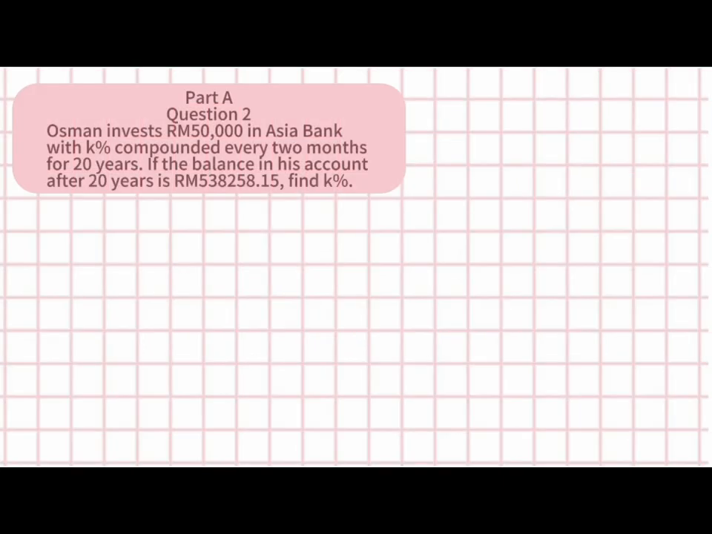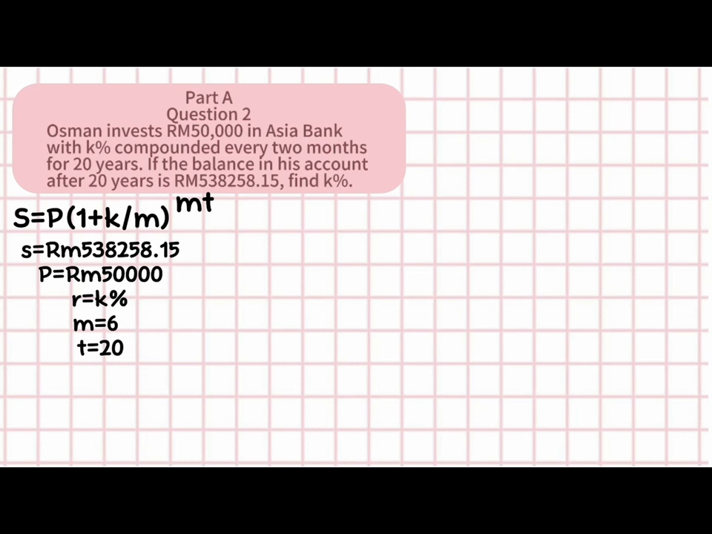Osman invests 50,000 ringgit in Asia Bank with K% compounded every 2 months for 20 years. If the balance in his account after 20 years is 538,258.15 ringgit, find K. To start, the formula for this question is S equals P bracket 1 plus K over M close bracket to the power MT. S is 538,258.15, P is 50,000 ringgit, R is K%, M is 6, T is 20 years.